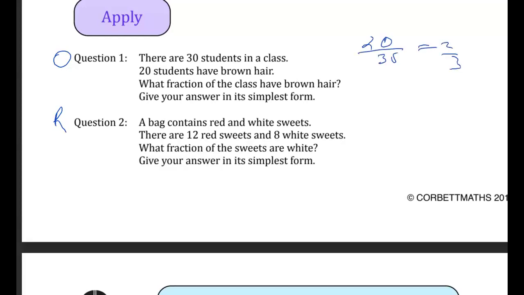So for Rose, a bag contains red and white sweets. There are 12 red sweets and 8 white sweets. What's the fraction of the sweets that are white? So there are 8 white sweets. You put 8 there. How many sweets are there in total? That's going to be 20. So now you simplify that. 2/5, because they are both in the 4 times table. So 8 divided by 4 is 2. 20 divided by 4 is what? It's 5. So that's how you do it.